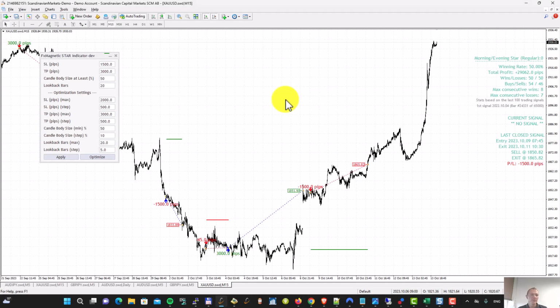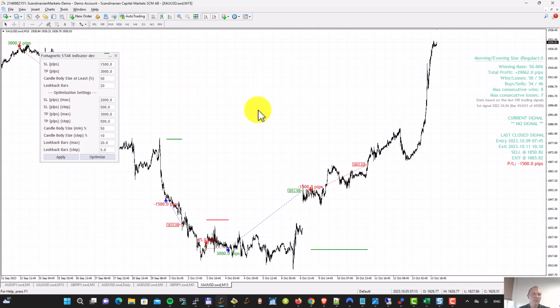Okay, so optimization is completed. Here are the best fine-tuned settings. So we just finished fine-tuning the strategy, and for 15-minute gold, we have these settings: 1,500 for stop loss, 3,000 take profit, 50% body size and 12 bars look back.